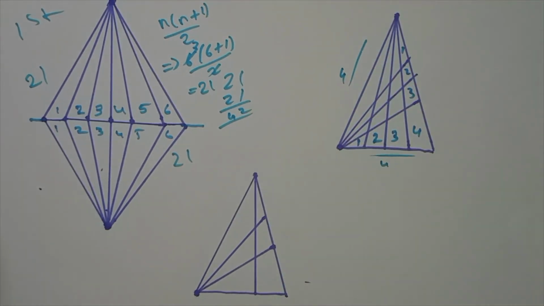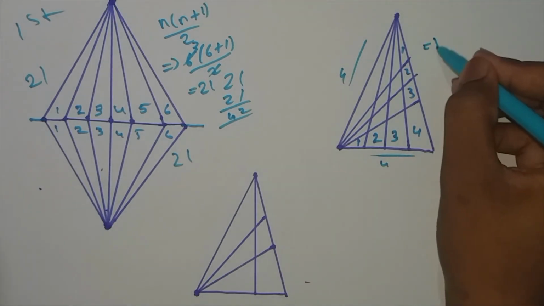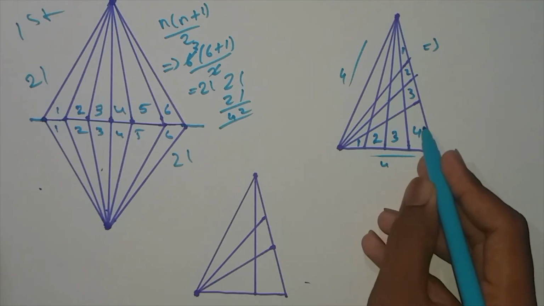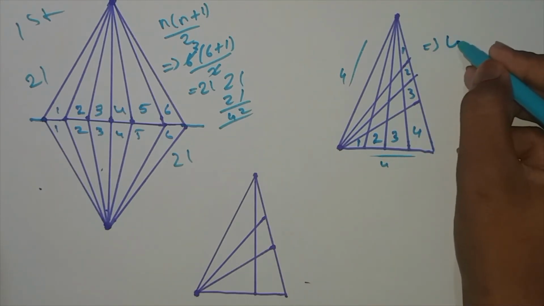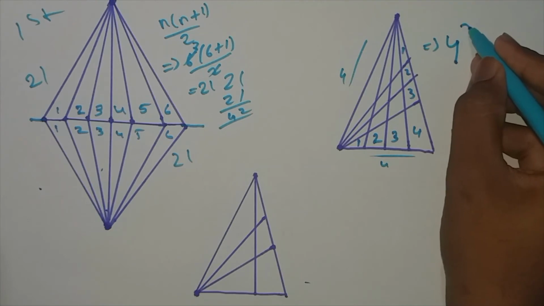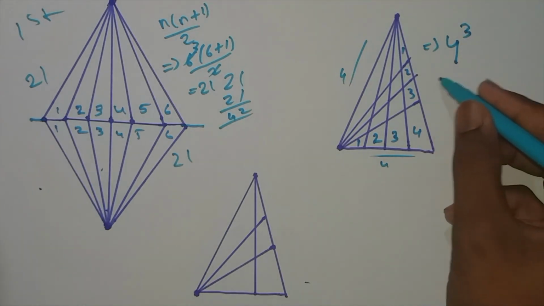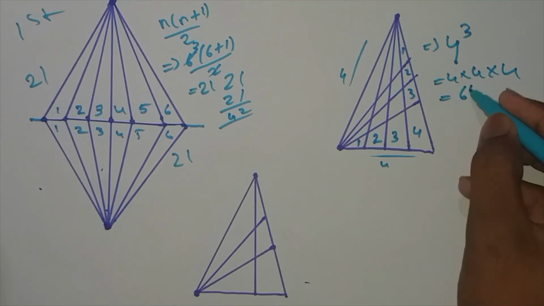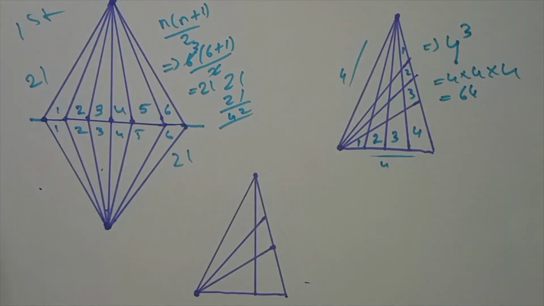So when you have an equal number of divisions, there is a trick. Take the highest number. Where is the highest number in this? This is the highest number. That means 4 is the highest number, and take the cube of that. That means 4 into 4 into 4. So there are 64 triangles in this question.